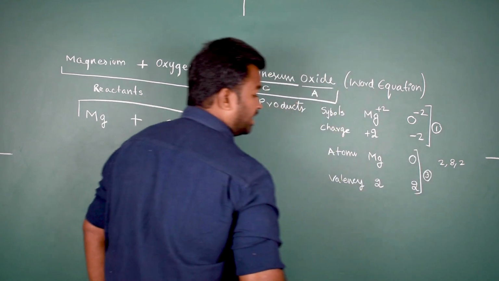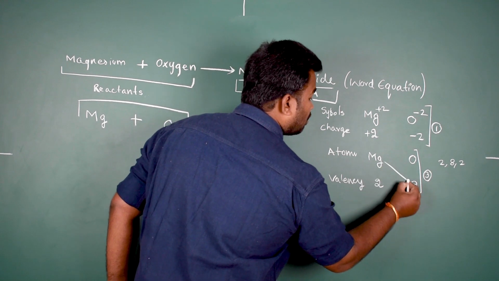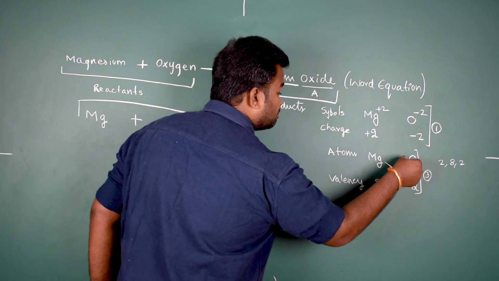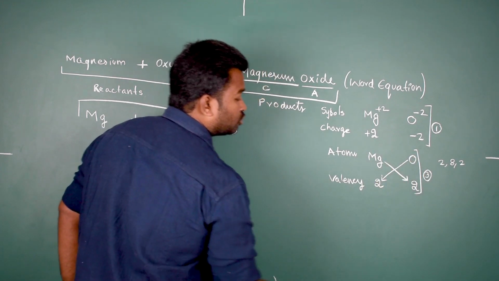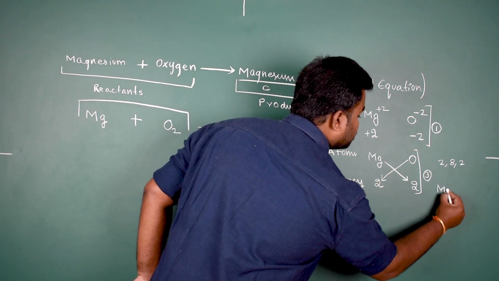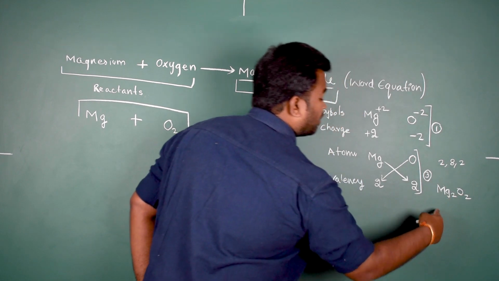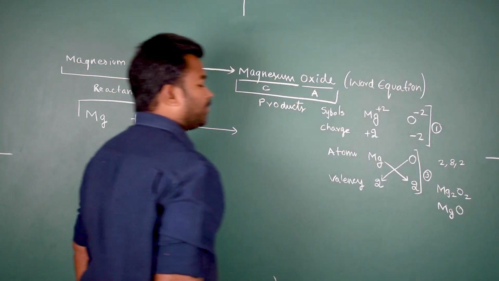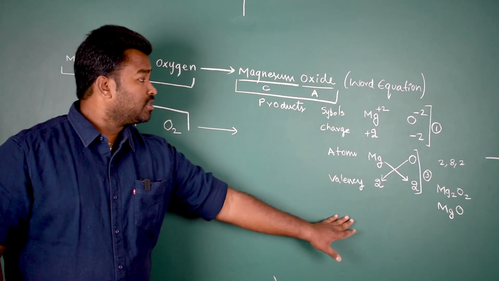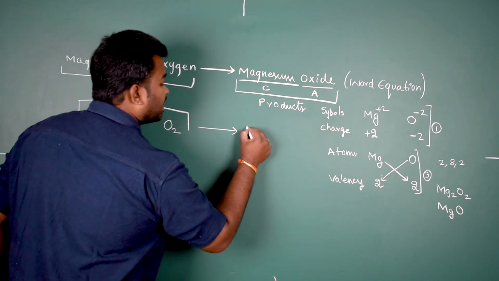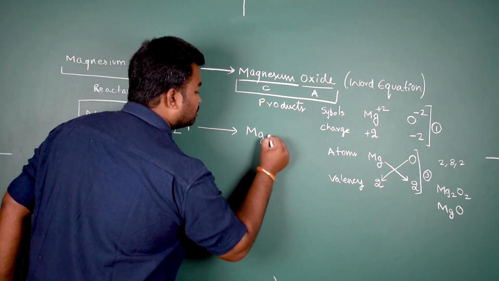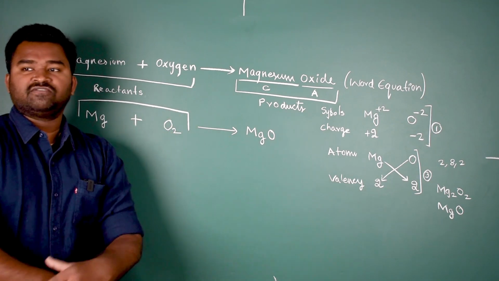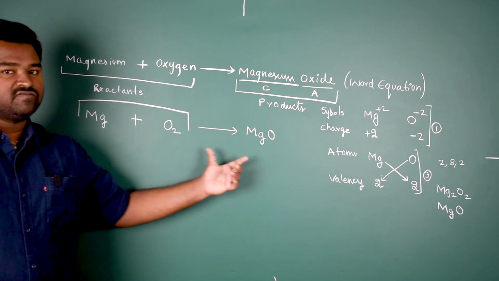And the third step is to cross multiply the symbol of cation with the valency of anion and the symbol of anion with the valency of cation. So you would get what? Mg2O2, and if you are representing this in the simplest form, you would get what? MgO. Understand? So now here the product formed is magnesium oxide, which is represented by the symbol MgO. So did I represent this in the simplest form? So now what is the use of this?